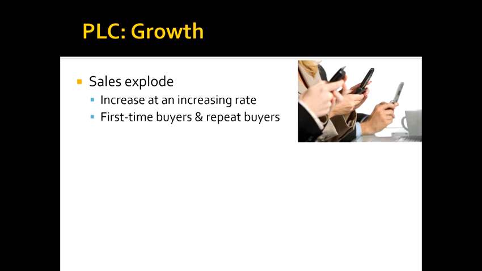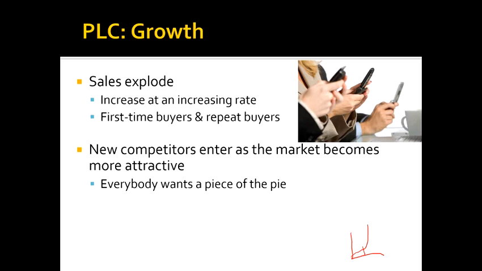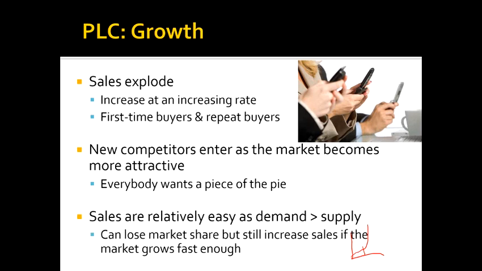So the next stage is growth. Sales take off. If you remember, the product life cycle looked something like this. Introduction stage, sales are flat, and then growth, they take off. Why? Because there's first-time buyers and repeat buyers. People are upgrading, buying other things. And at the same time, new marketers come in. The market's growing fast. Everybody wants a piece of the action. So there's more and more models to purchase, and companies are making improvements in the products. So at this point, sales are pretty easy for companies. There's more consumer demand than supply initially.